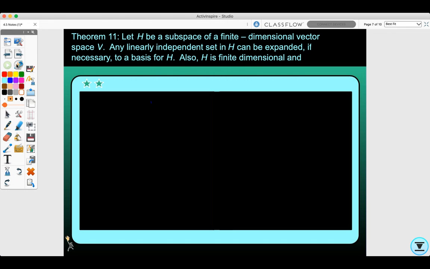Theorem 11 states, let H be a subspace of a finite dimensional vector space V. Any linearly independent set in H can be expanded, if necessary, to a basis for H. Also, H is finite dimensional, and the dimension of H is less than or equal to the dimension of V.